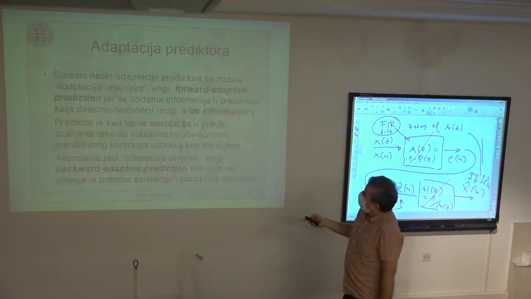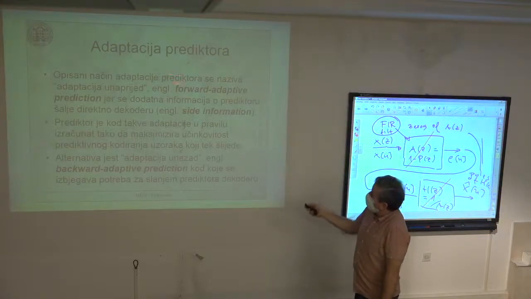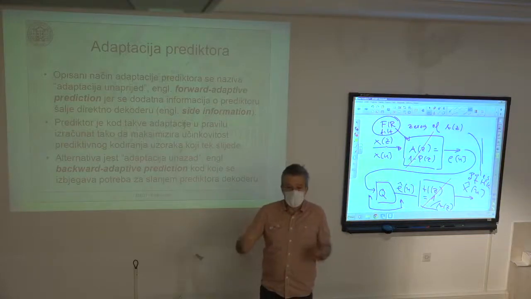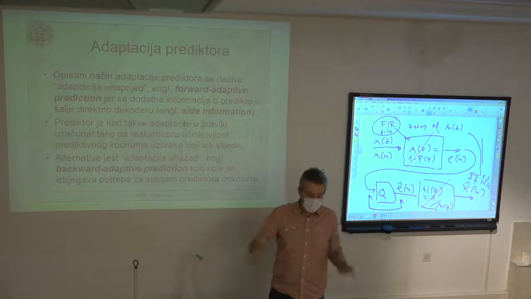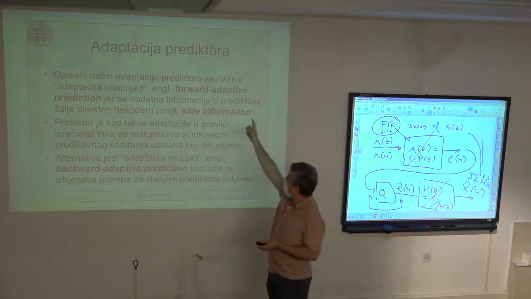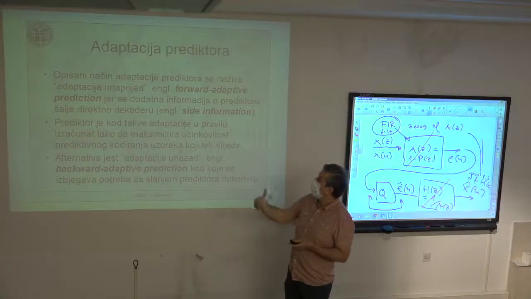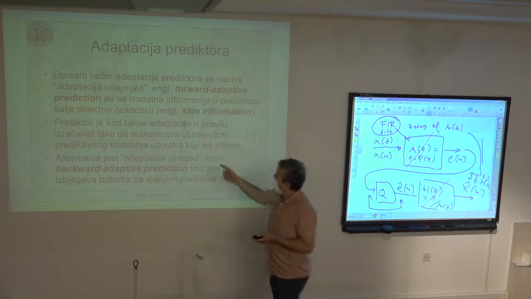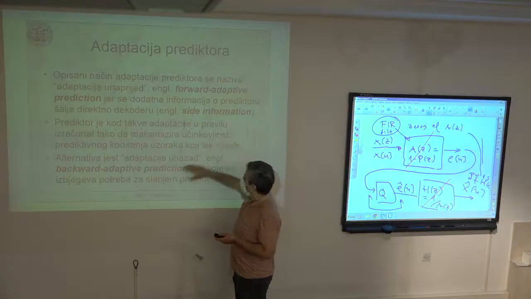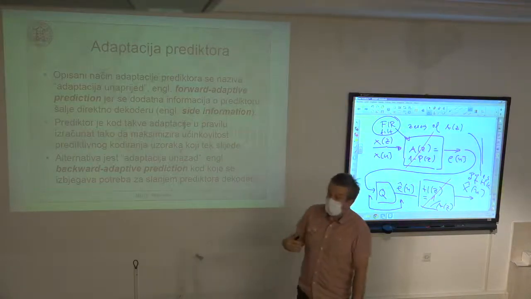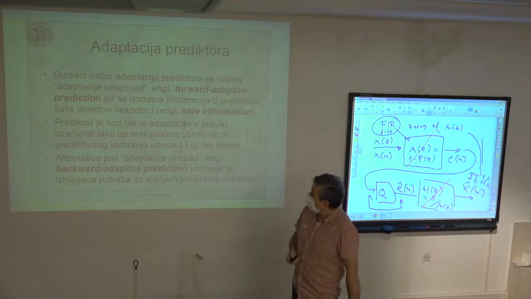So it says here there are two possible solutions. One solution is forward adaptive prediction, where I say, okay, for this block I will use this predictor, this set of predictor coefficients. So I will send this information as additional information beside the quantized prediction residual. The other way is backward adaptation. Backward adaptation means that the optimal predictor is computed from the previous reconstructed signal.